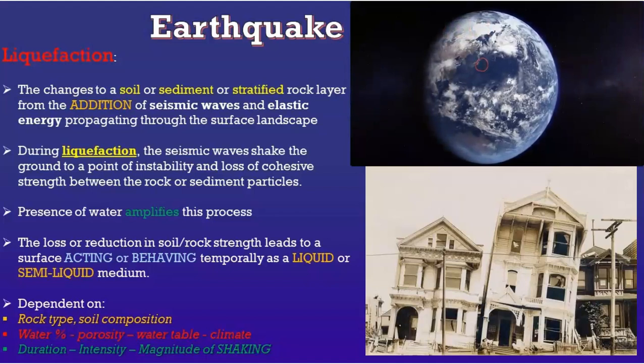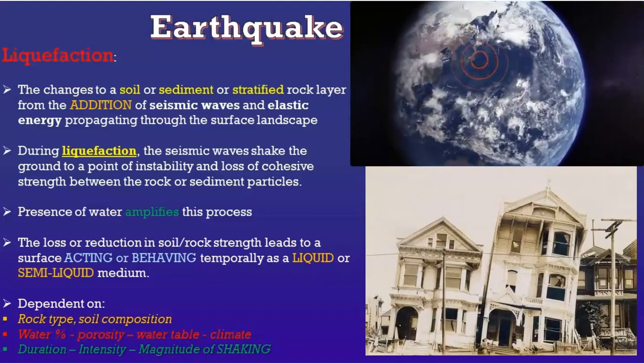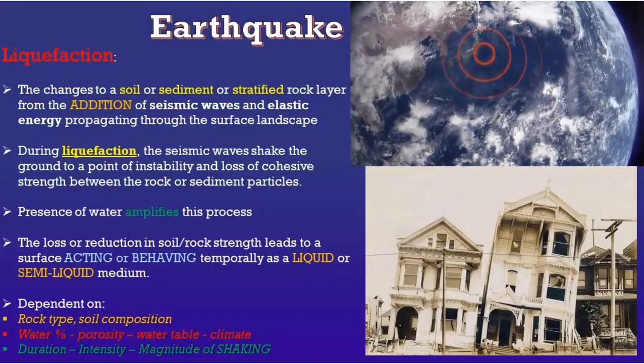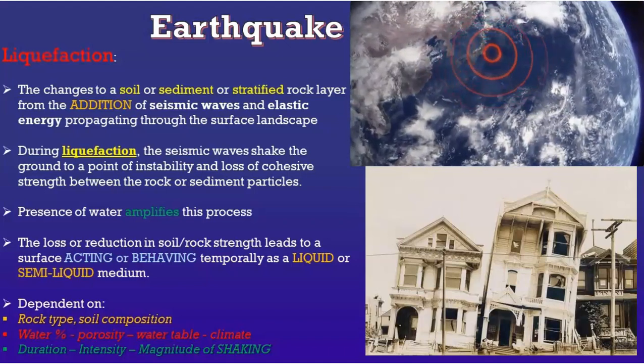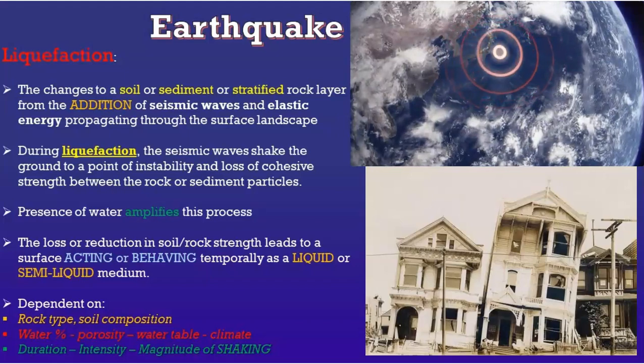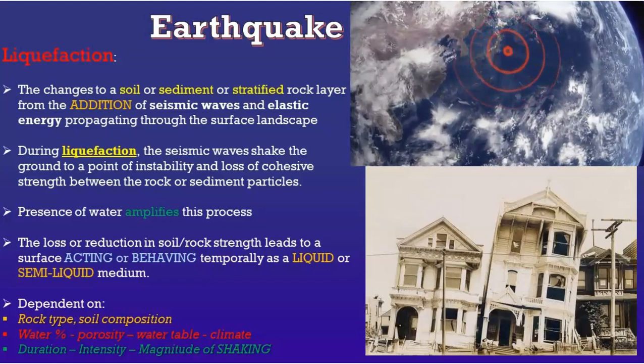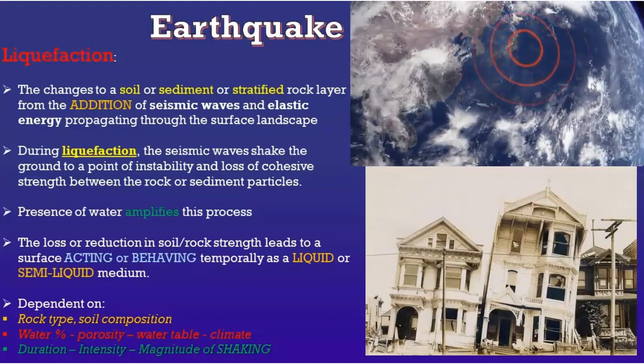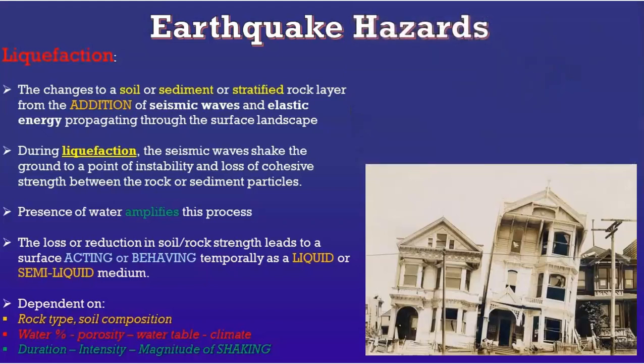Now, this is dependent on, obviously, the rock type, the soil composition, the amount of water, and the porosity of the rock material, the height of the water table, which is to do with the precipitation and the season, the climate, and also the location and how long the earthquake shaking is going to occur for, the intensity, and magnitude. The classic example would be with the San Andreas fault line and the quakes in San Francisco, whereby the ground closest to the coastline actually turned into this liquefaction and caused damage through the sinking of buildings into the ground.